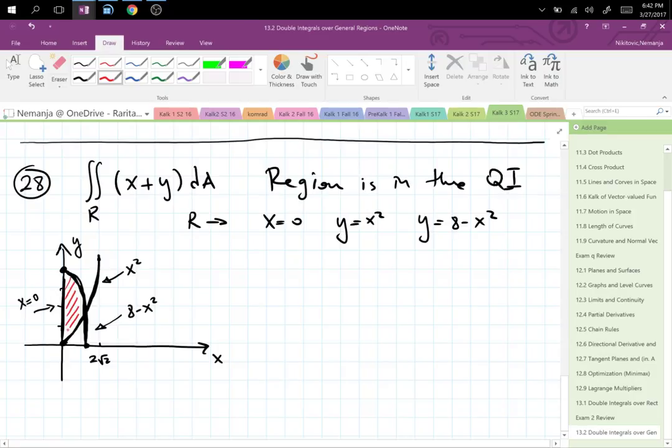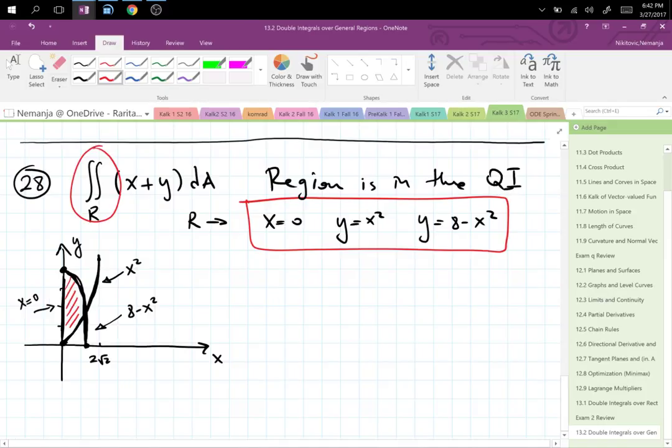How does the x plus y work then? We're integrating that, so that's not part of the region. So this is our region, right? Which is our picture, which is only the input, the limits of integration. So that's what we have.